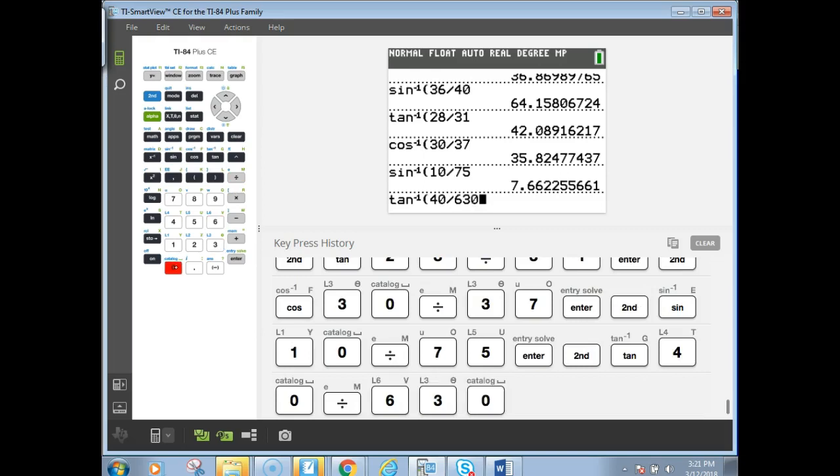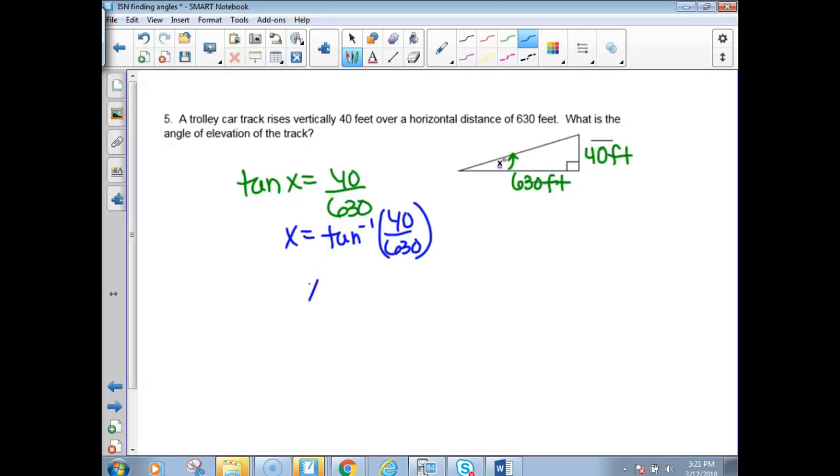This is definitely used in architecture, road building, all kinds of stuff. 3.6 degrees. And that was, I don't know, x is 3.6 degrees. It really wasn't angle x because that wasn't a point.